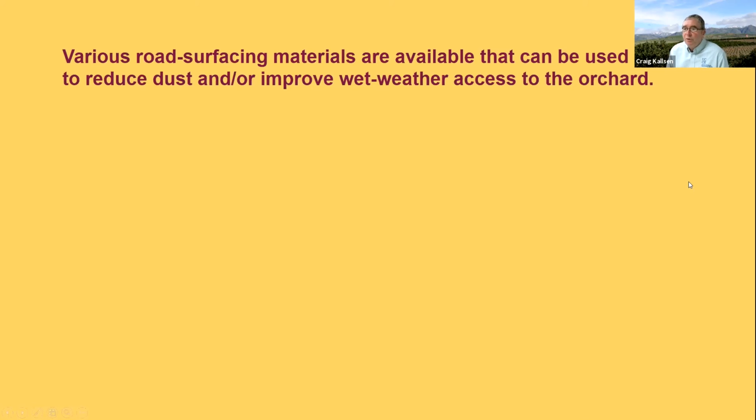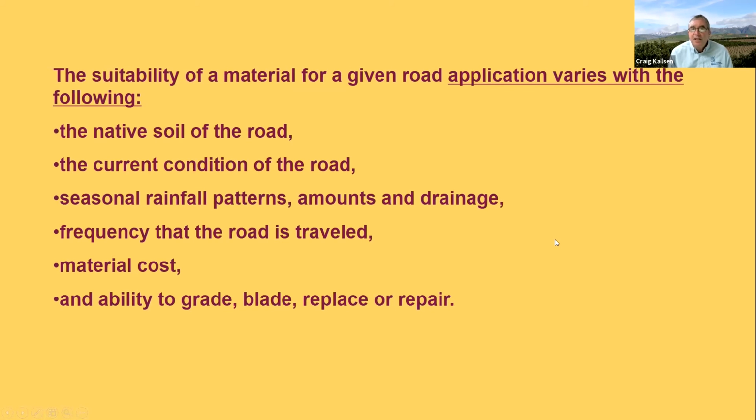Let's talk about a little bit of the roads in our orchard we're designing. There are various road surfacing materials that can be used both to reduce dust and to improve wet weather access to the orchard. So there's a lot of things you want to take into consideration when designing roads. You want to take into account the native soil of the road, the current condition of the road, seasonal rainfall patterns, amounts and drainage. In Kern County, we sometimes get away with a little murder here because we don't get much rainfall. But where it does fall, it can make a fine road impassable.